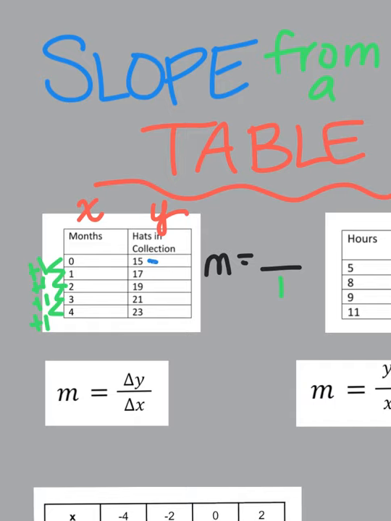From 15 to 17, it went up by 2. 17 to 19 went up by 2. And so I can see that throughout this whole table, the y value is going up by 2. So my slope would be 2 over 1, which I would simplify just to 2.